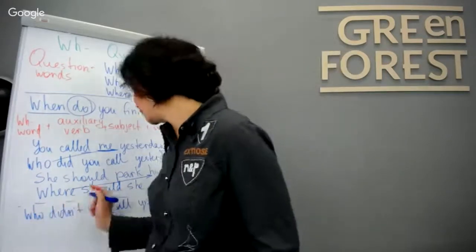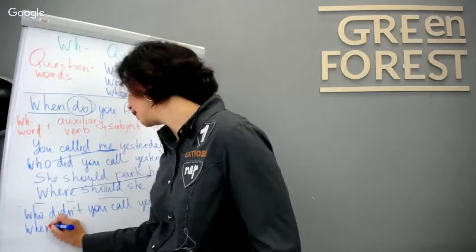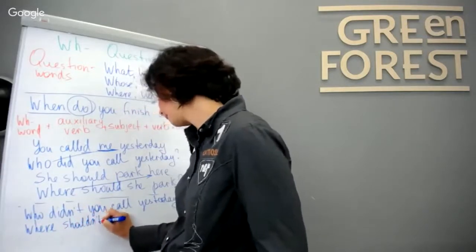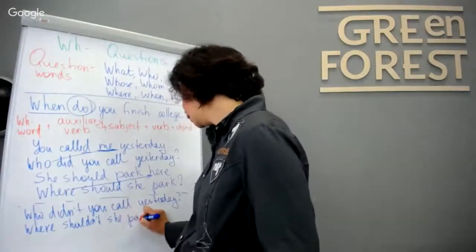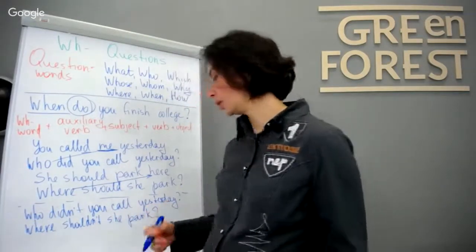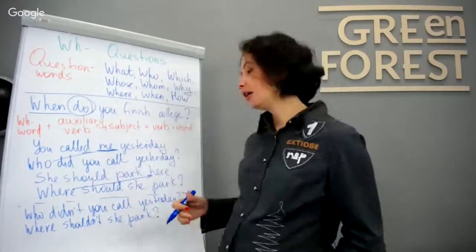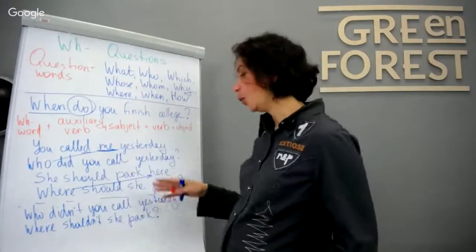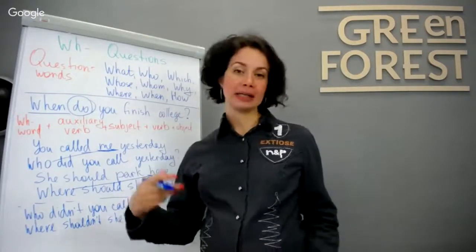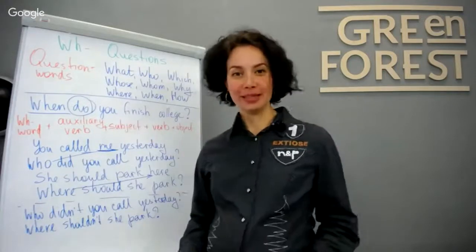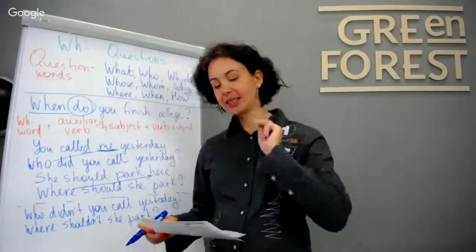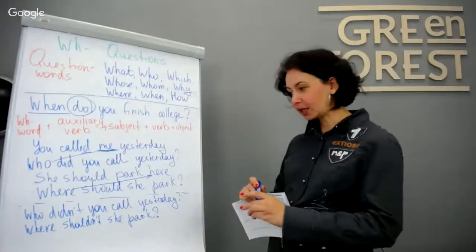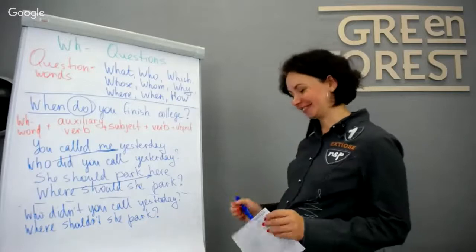Or another one, as over here we have, where shouldn't she park? Usually to such a question, we answer also negatively. So who didn't you call yesterday? I didn't call a couple of people. Where shouldn't she park? She shouldn't park on that lawn, let's say. So this is how we create negative questions.